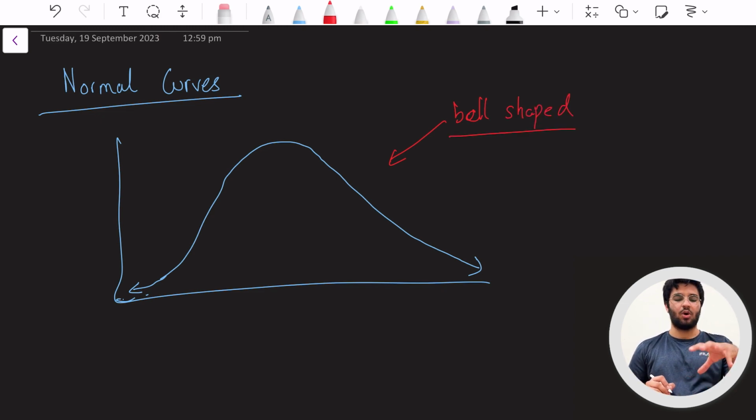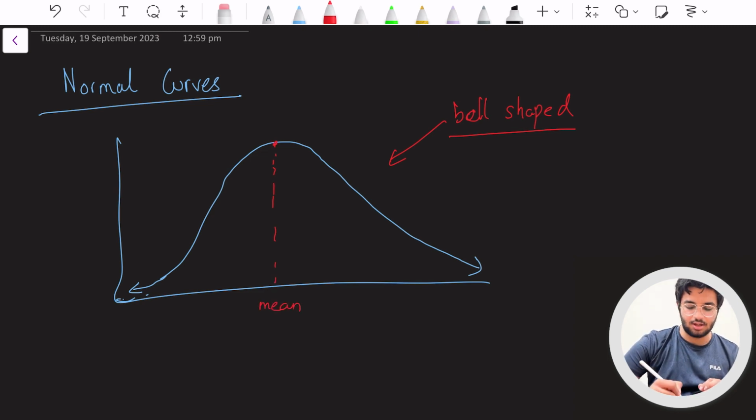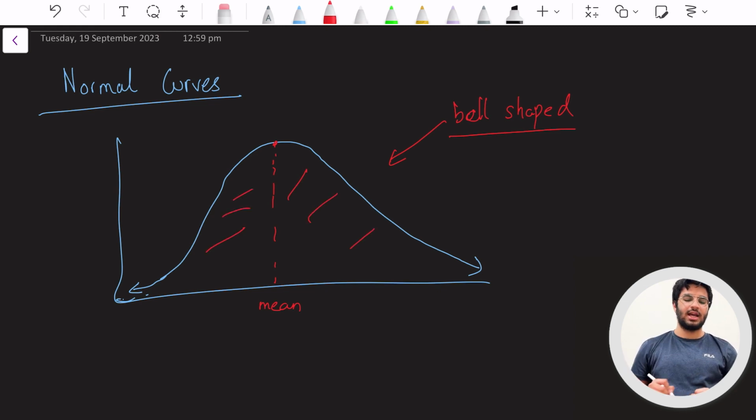This is what we call a normally shaped curve, or a normal curve. It has a few features that I'll just point out. First of all, it is centered, so the maximum value is at the mean. Second, it is symmetrical about the mean, so the amount of area on this side is equal to the amount of area on that side.